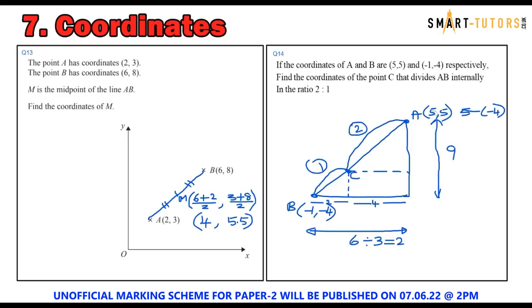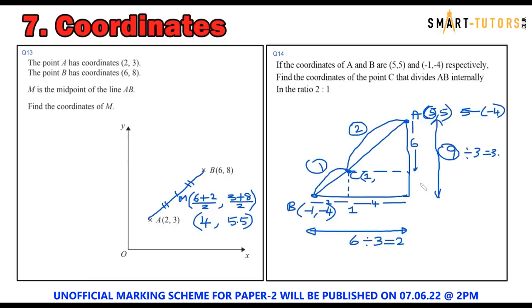So you can do the reverse, take away 4 from 5. This is the 1. So C's x coordinate is 1, comma, C's y coordinate. This 9 is also divided into 3 parts, which is 3. 3 times 2 is 6 parts, is this.